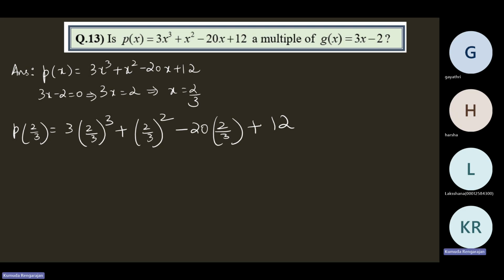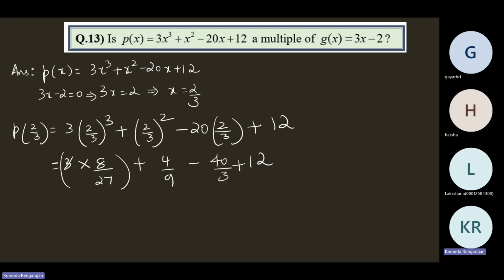Yeah, so what's your name? Rahul. Yeah, Rahul, tell me the next step. It is equal to 3 into 8 by 27, plus 4 by 9, minus 40 by 3, plus 12.